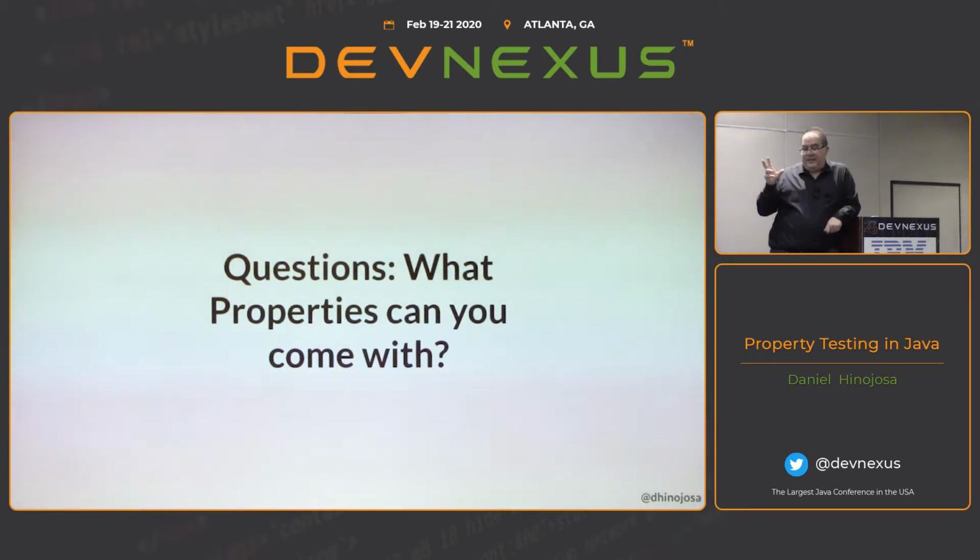Now, the anti-pattern to all this is that you could end up defining the exact same copy of the production code in your property test. That's something that you want to avoid always, okay? That's an anti-pattern. So let's think about some properties, and I'm going to just throw some questions at you.